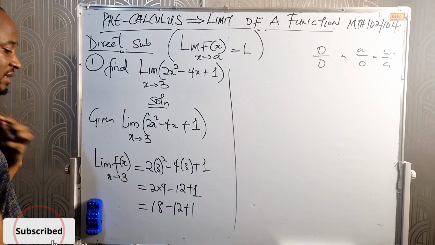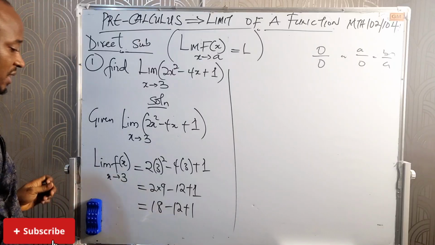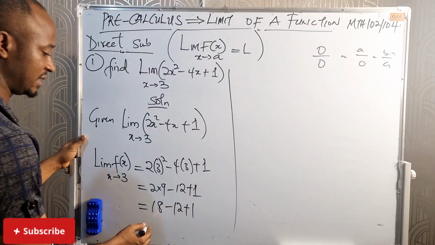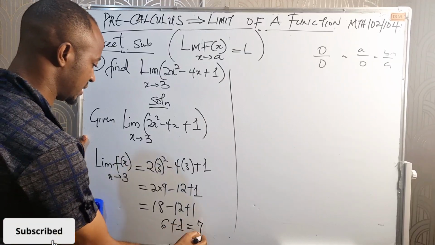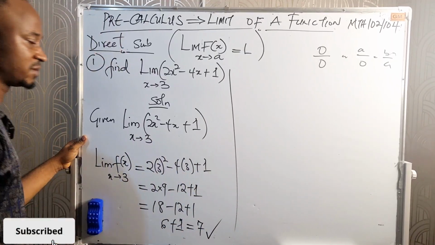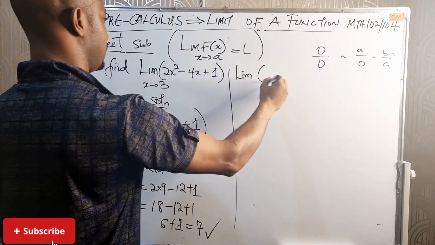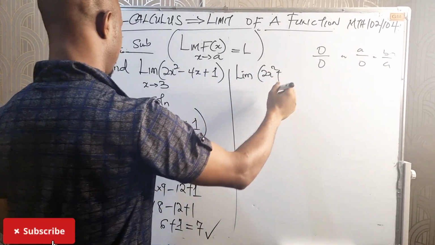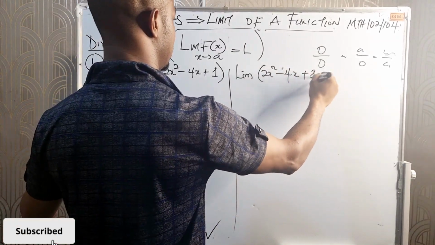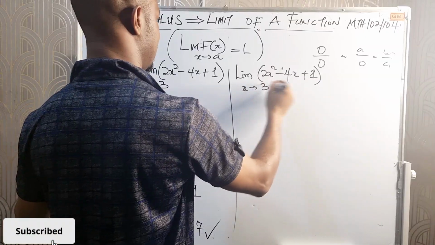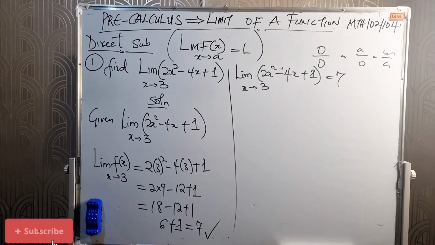2 times 9 is actually 18, minus 12, plus 1. So when we subtract 18 minus 12, that will give us 6. So we have 6 plus 1. The result is 7. So that means the limit of 2x squared minus 4x plus 1 as x approaches 3 is equal to 7. The limit is 7.